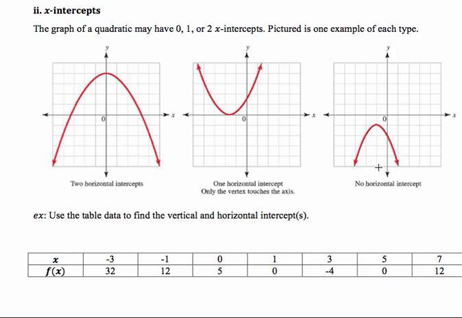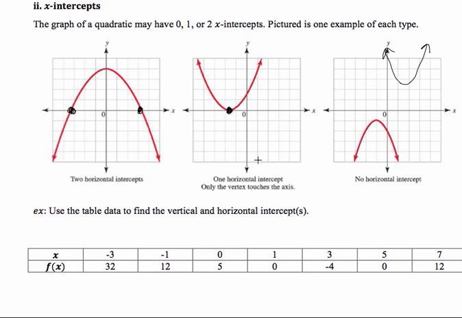You could have 2 x-intercepts, such as here. There's one right there and one right there. You could get a situation where the parabola just barely touches the x-axis right at its vertex, in which case you would have 1 x-intercept, or you could have 0 x-intercepts if it either opens down and it's all below the x-axis, or if it was to open up completely above the x-axis. It wouldn't ever cross. So those are the 3 cases.